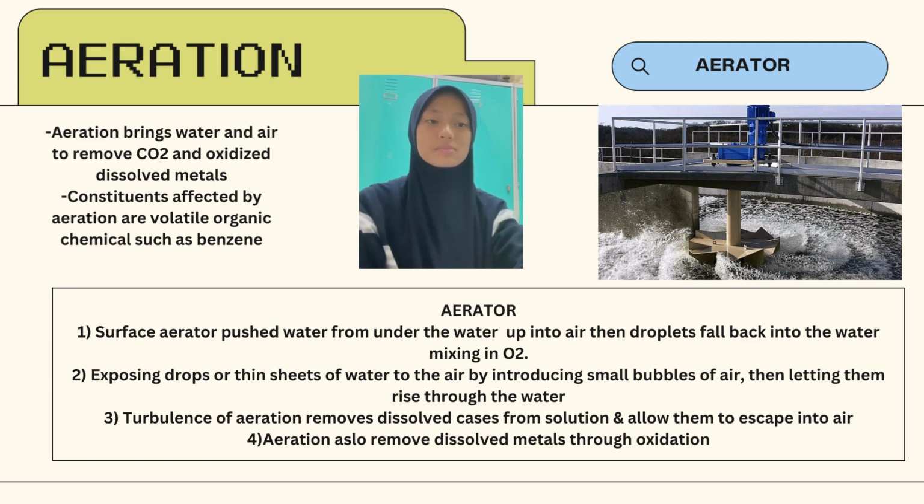The scrubbing process caused by the turbulence of aeration physically removes dissolved gases from solution and allows them to escape into the surrounding air. Aeration also helps remove dissolved metal through oxidation, the chemical combination of oxygen from the air with certain undesirable metals in water. Once oxidized, these chemicals fall out of the solution and become particles in water and can be removed by filtration or flotation. The efficiency of aeration depends on the amount of surface contact between air and water, which is controlled primarily by the size of the water drops or air bubbles.